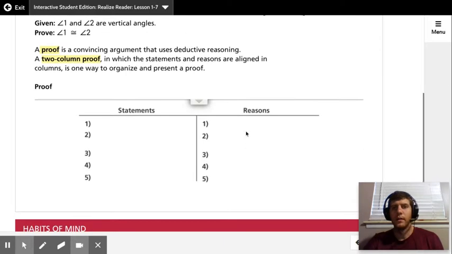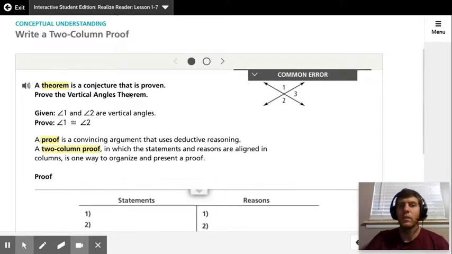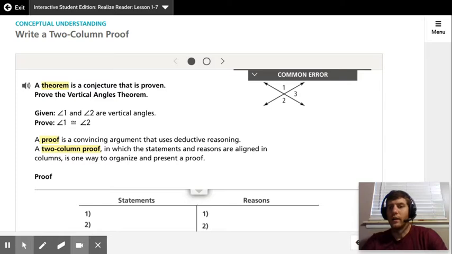So let's look at this example. They want us to prove the vertical angle theorem. The vertical angle theorem, again, says if you have vertical angles, they're going to be congruent. So angle 1 and angle 2 are vertical angles. That's what we're given, and we want to prove that angle 1 and angle 2 are congruent.